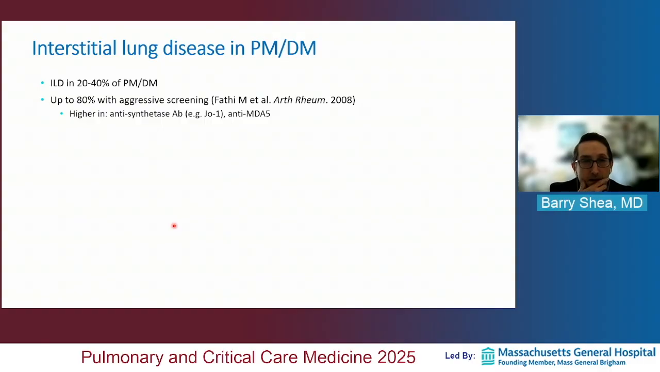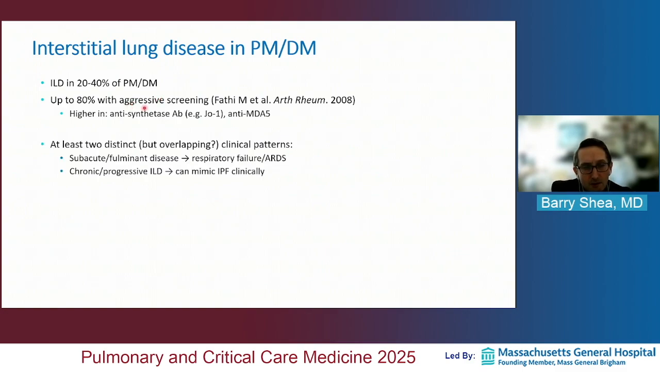Lastly, let's move on to interstitial lung disease and myositis. As with scleroderma, ILD is very common in this patient population. A lot of studies report 20 to 40% incidence of ILD. Some studies have reported up to 80% of patients with dermatomyositis may have interstitial lung disease with aggressive screening.